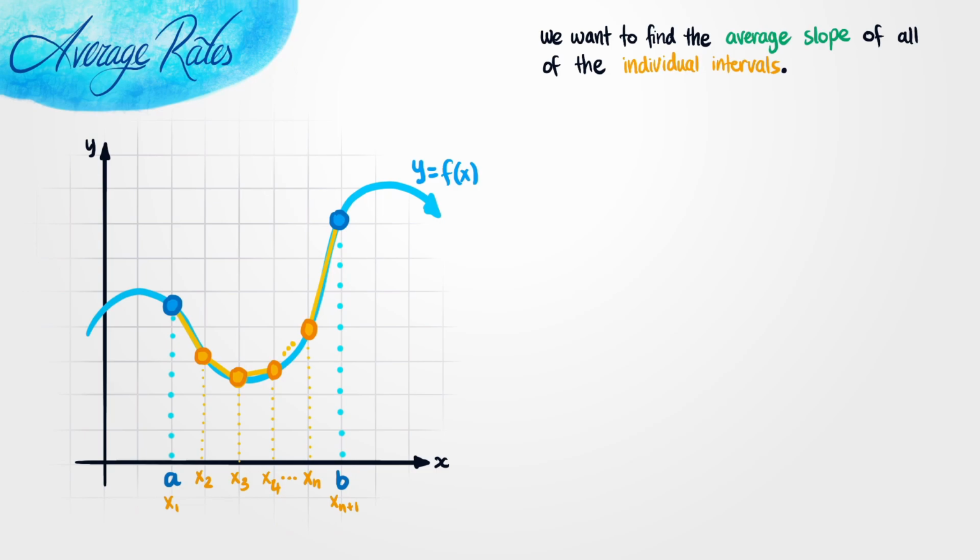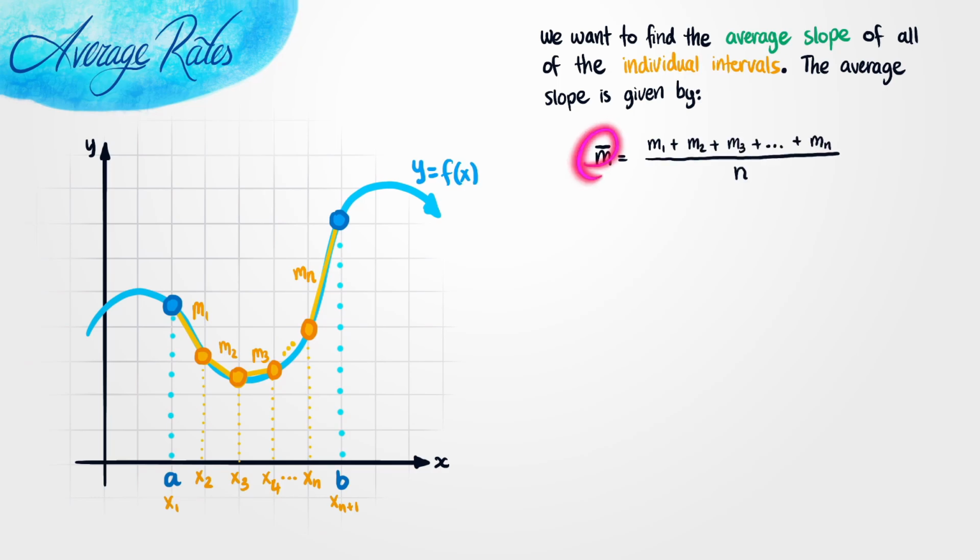Now in order to find the average slope, let's also label the slopes. This slope can be m1, this can be m2, this can be m3, and then so on. Now to find the average gradient, we just need to add up all the gradients and then divide by n, since there are n gradients. Now the bar over the top of the m over here indicates that we're finding the mean, or the average.